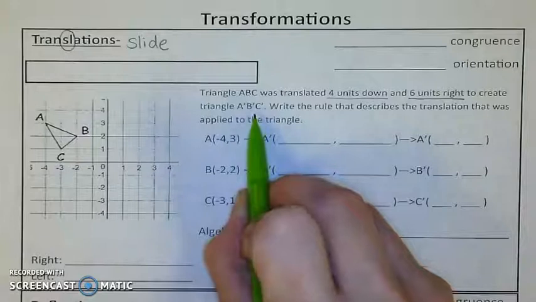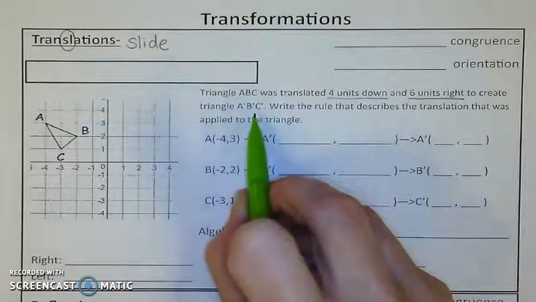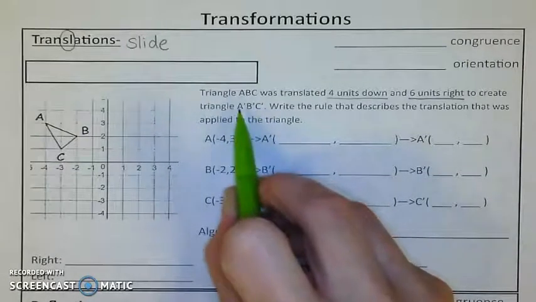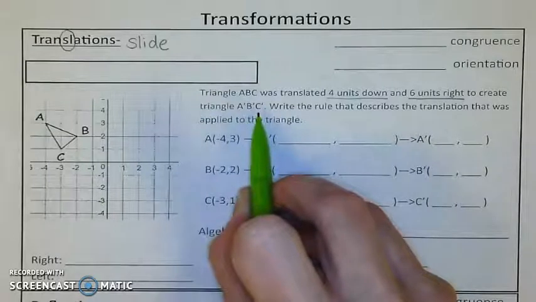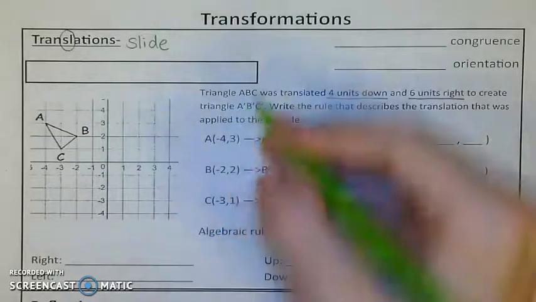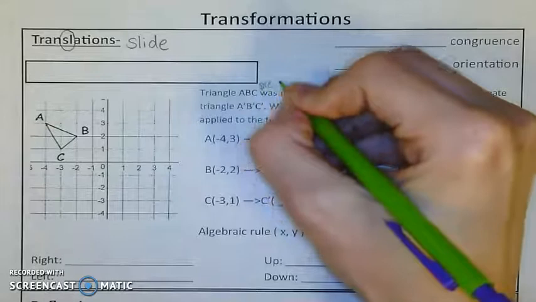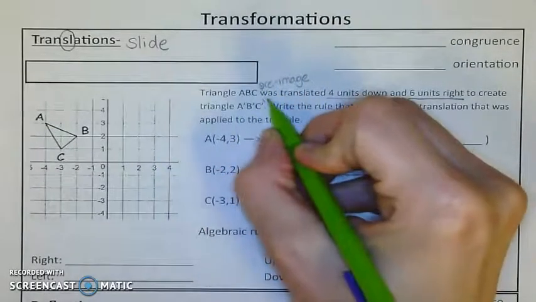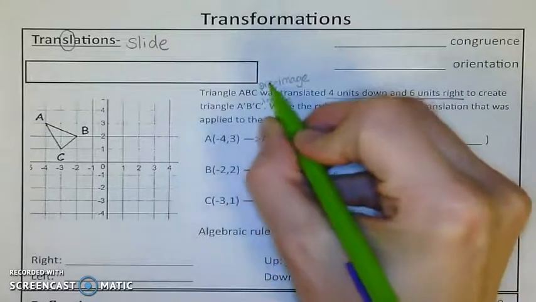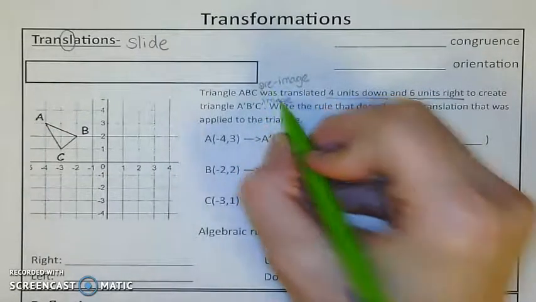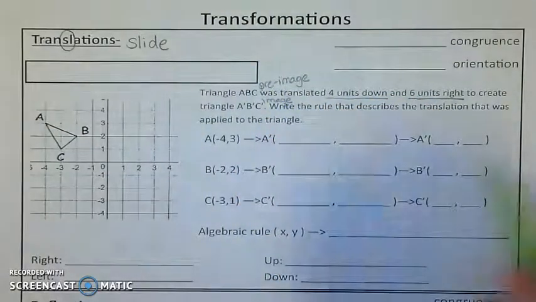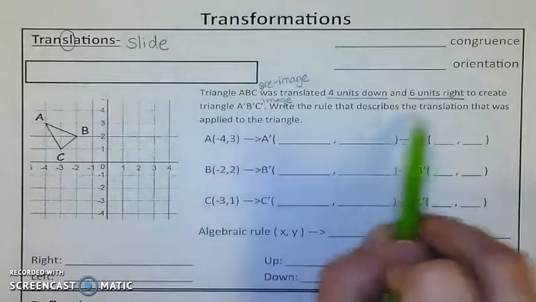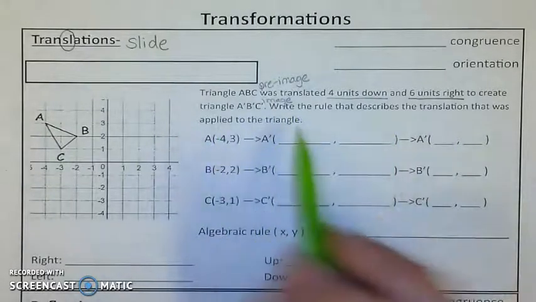Now it's important that you know how to pronounce that. It's just like Amazon Prime. That is what lets us know that this is the new image, whereas this was the original. We also call this the pre-image, and the one with the primes on it is also known as the image. So pre, before, image, after. What we're going to do is write the rule that describes the translation that was applied to this triangle.